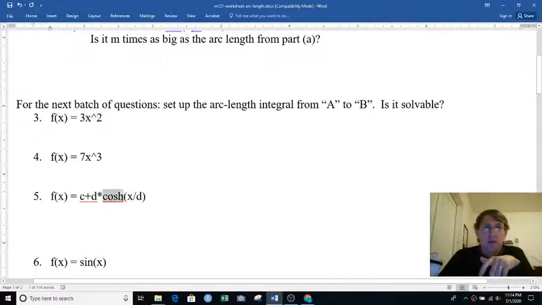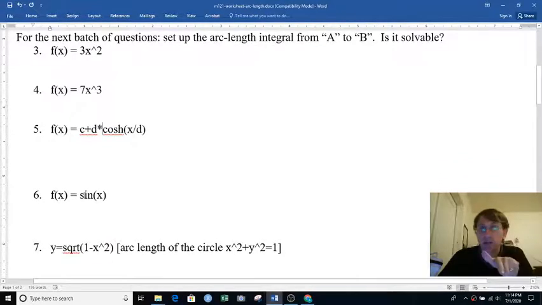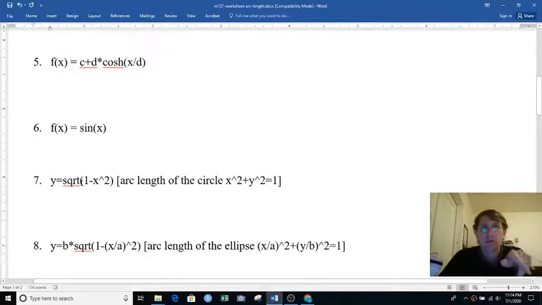We just played with hyperbolic cosines in another video. Here we can kind of change the steepness of them by adjusting the d. How about arc length of sine? That seems like it might be important. Is that actually solvable? Arc length of a part of a circle, that seems like it might be pretty important. You would hope we could solve that.